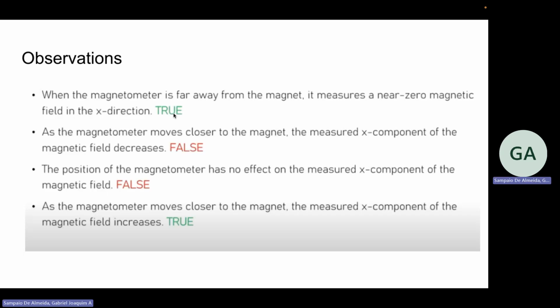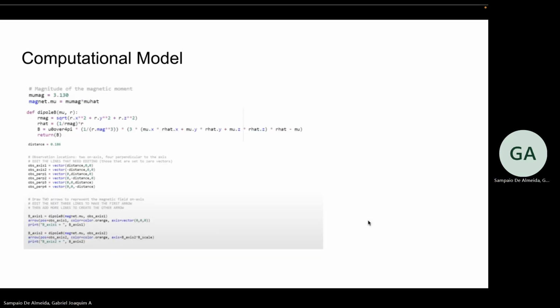These are our observations. When the magnetometer is far away from the magnet, it measures a near zero magnetic field in the x direction, which was true. And as it moves closer, the measured x component actually increases, it doesn't decrease. The position does have an effect on the x component of the magnetic field. And as the magnetometer moves closer to the magnet, the x-axis component increases.